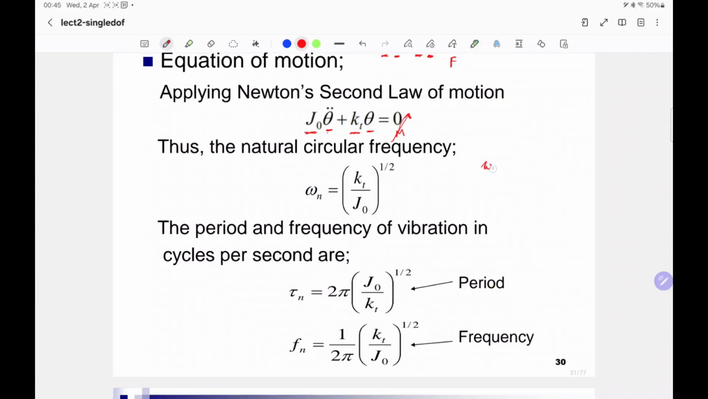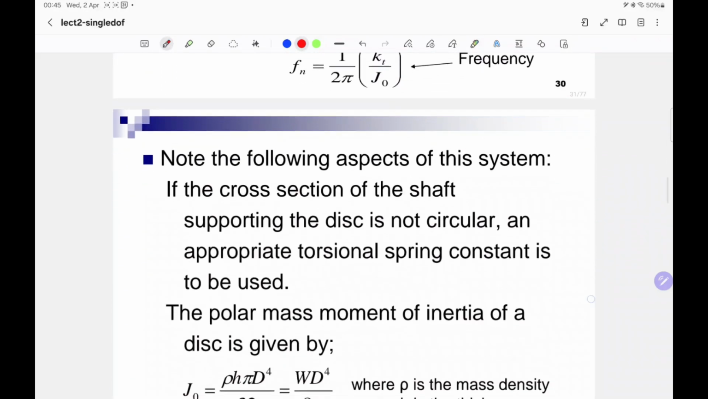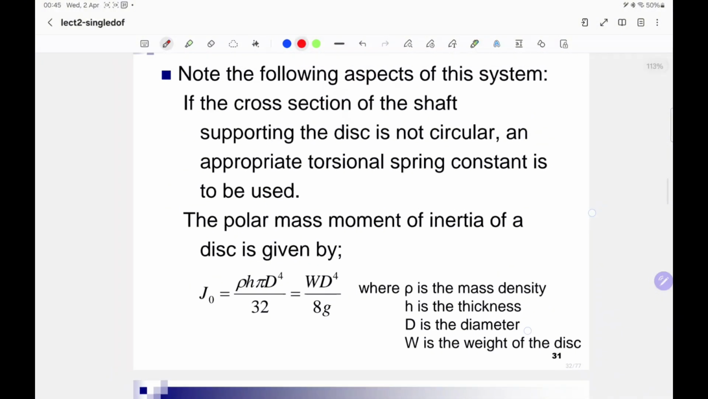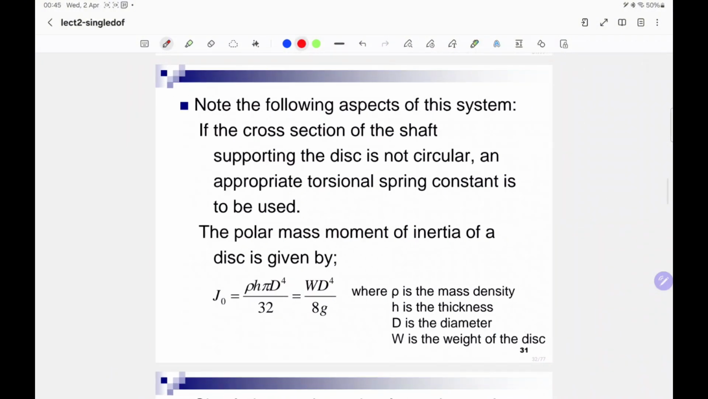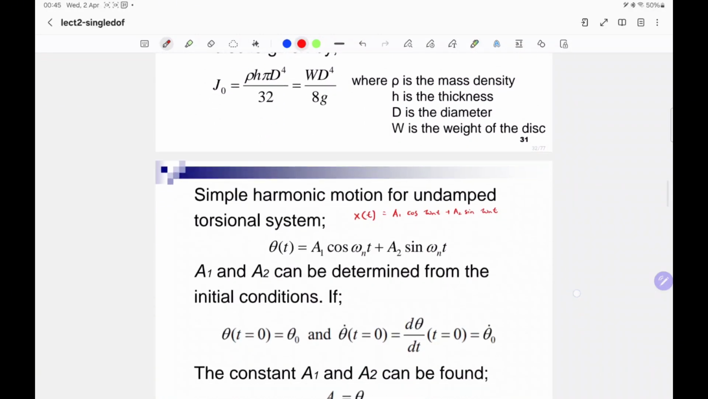For translational system, to determine the natural frequency omega n, it is square root of k over m. But for torsional system, it is kt, the torsional spring stiffness, over J naught. Meaning that for torsional system, omega n is equal to square root of kt over J naught. So these are some of the equations that you can use if the question doesn't give you the J naught value directly.